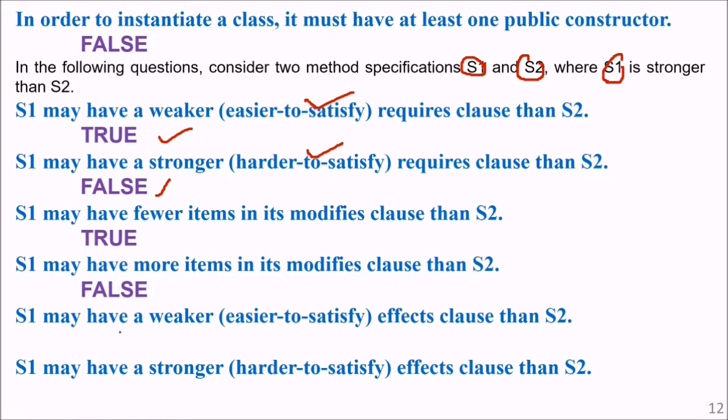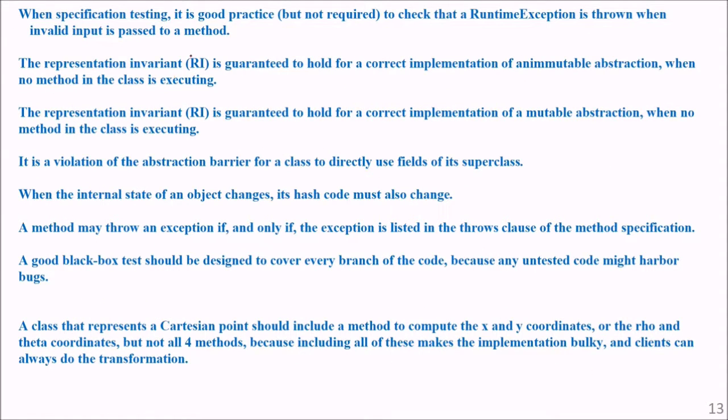False. S1 may have weaker, easier to satisfy effects clause than S2. False. Just these two questions will answer that. S1 may have stronger, harder to satisfy effects clause than S2. This is true. When specification testing, it is good practice, but not required, to check that a runtime exception is thrown when invalid input is passed to a method.